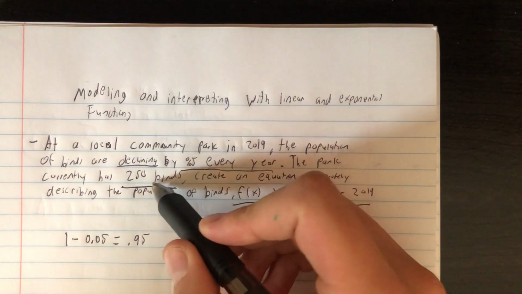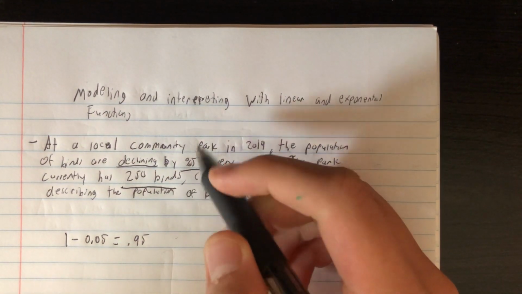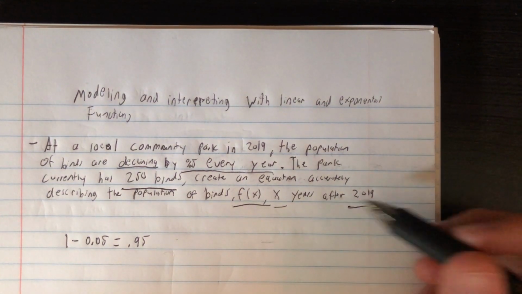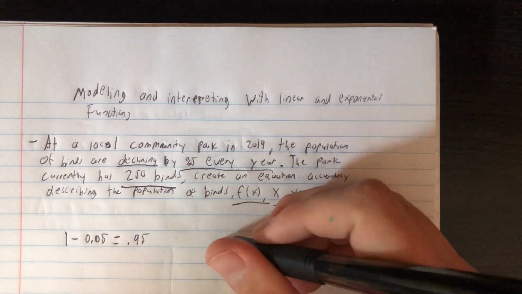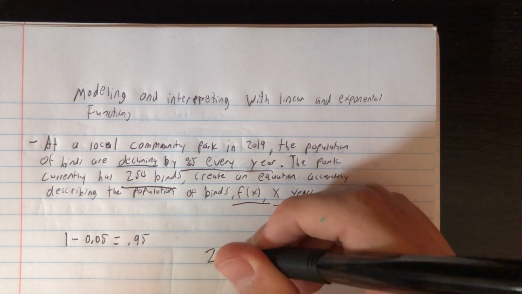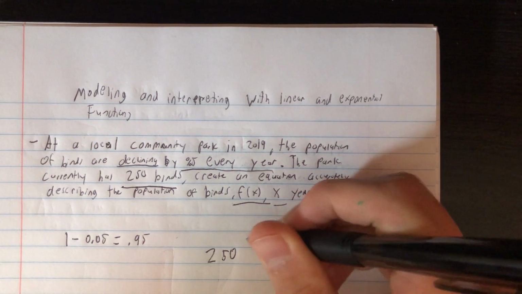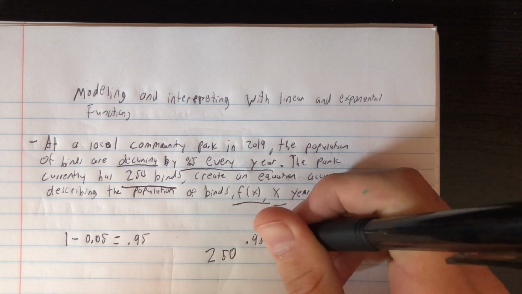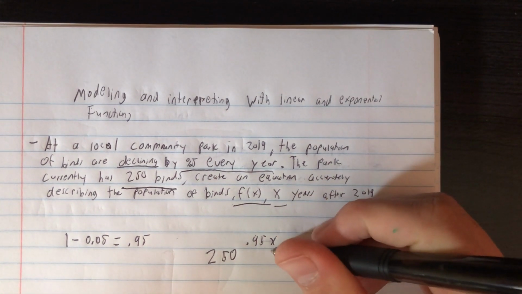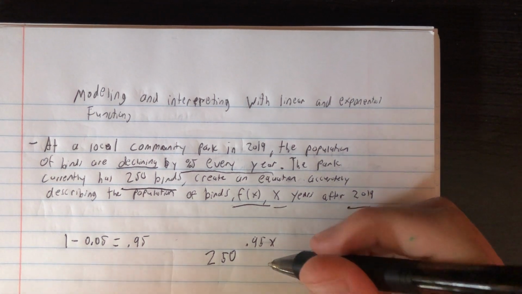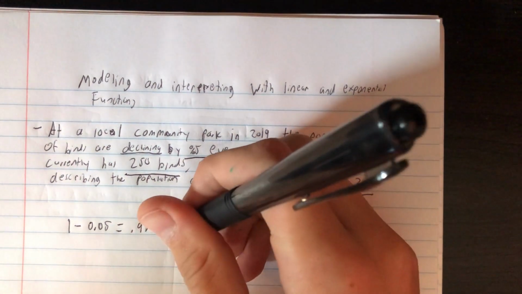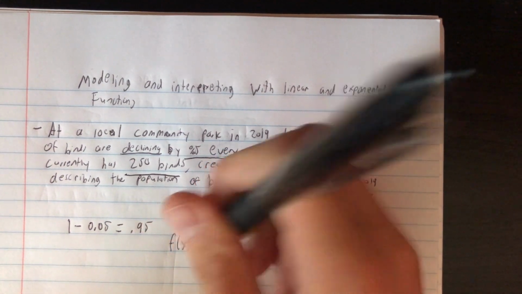Now we know that the park currently has 250 birds, and it's asking us to find how many birds would be there x amount of years after 2019. So we set that up with the current population that we have, which is 250. And then for our exponent, we would have 0.95 to the x. x represents the years and 0.95 represents the amount that it's going to decrease by every year. And put the function sign, and that's your answer.